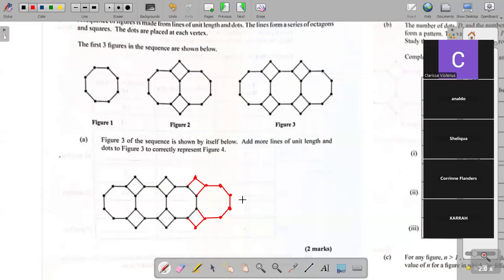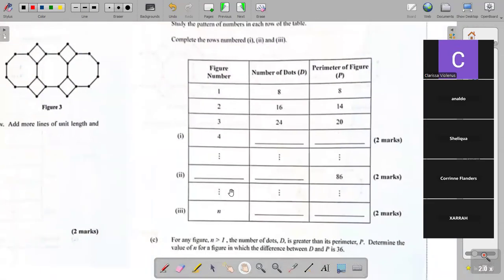Look at it, guys. Look at it. Are we done now? Very good. I hope everybody should be able to do this, huh? All right. So just say that we get 2 marks. Good to go. So let's do the table now.